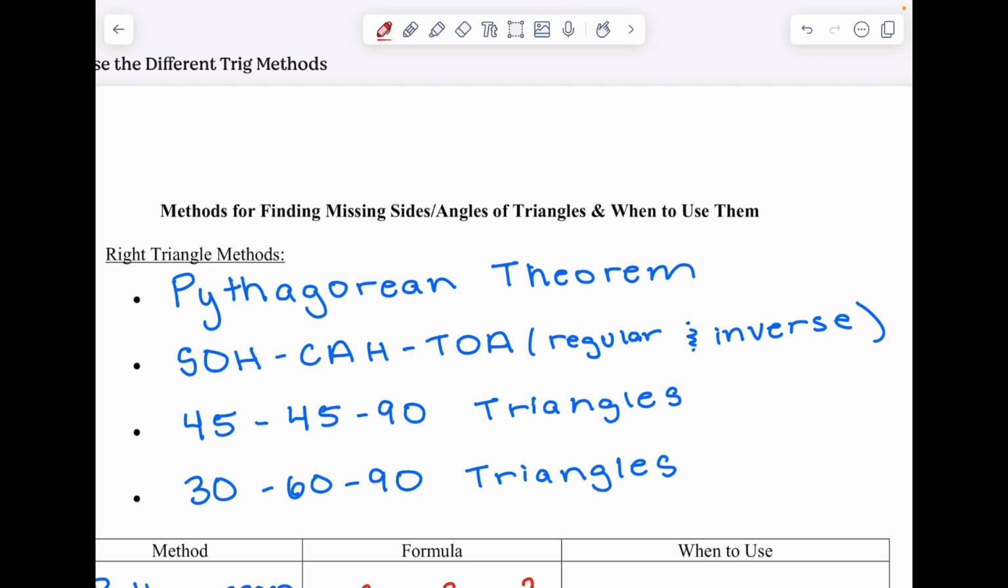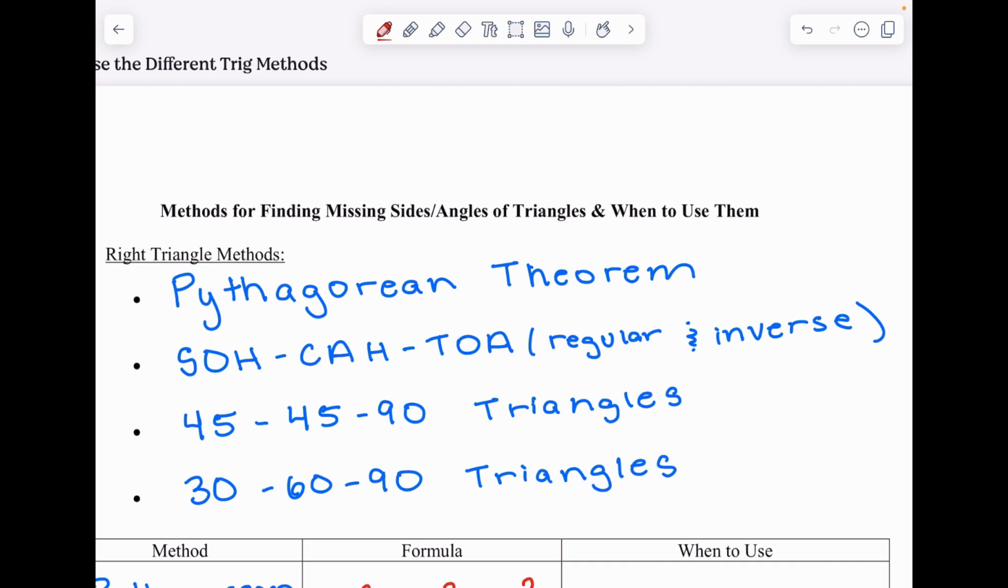You now know lots of methods to find missing sides and angles of triangles, but you might not know when to use a method at a given time. So what we are going to do is review all of our methods and go over best scenarios to use them. So let's start with right triangles.